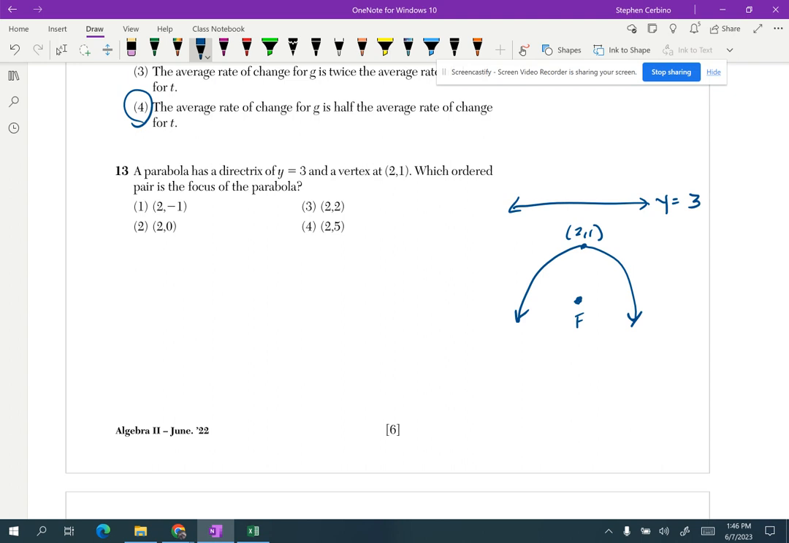So the distance from the vertex to the directrix is 2 units. So we want to go 2 units in the other way to get to the focus. If we're at the point (2, 1) and we go down 2, we're at the point (2, negative 1). So that would be choice 1. If you're having trouble with that, use a piece of graph paper and actually count some boxes.